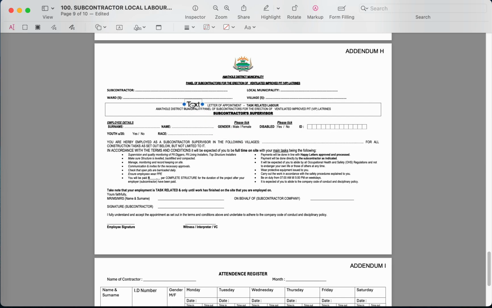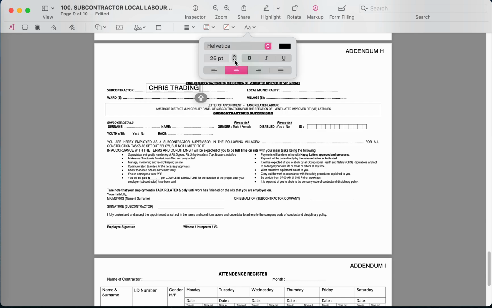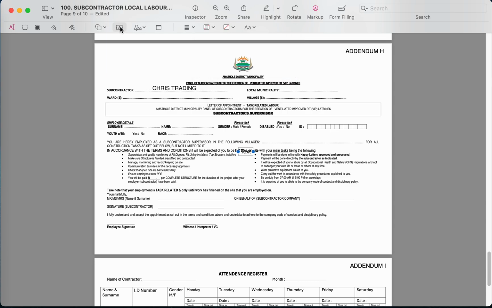Now we fill in this part, the contractor or the subcontractor. Don't forget it's Chris Trading, a very innovative construction company, this one. Local municipality, Amahlati. The ward is Ward 25. If you don't know the ward, it's fine, we can leave that part, but the subcontractor and the local municipality should be filled. Fort is the village. Now Marnus needs to fill in this part. The surname of Marnus is Mulifi.